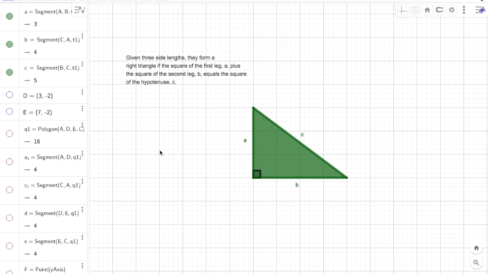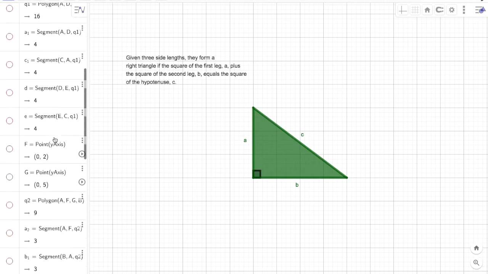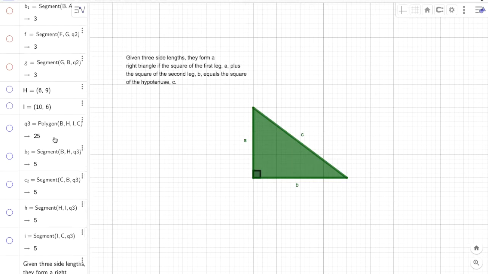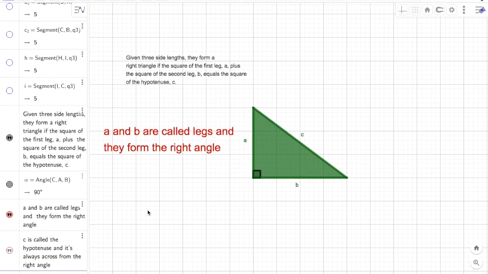There are three labels here, a, b, and c, and they are labeling each side of the triangle. Let's first talk about a and b because they are both called legs. So a and b are called legs, and they form the right angle. Here's a, here's b. These are called the legs of the right triangle, and they form the right angle. So the corner that they meet at is our 90-degree angle. We'll go ahead and fill that in.